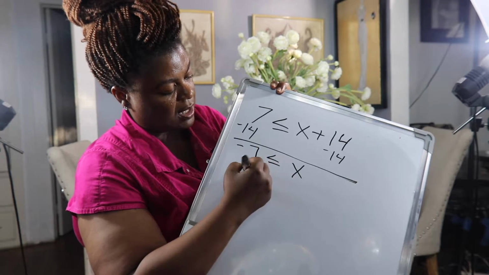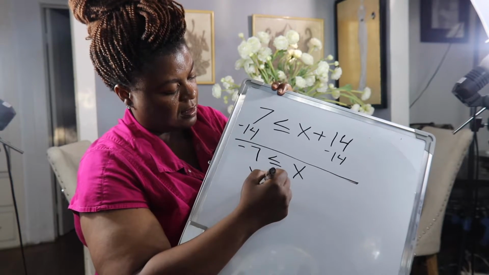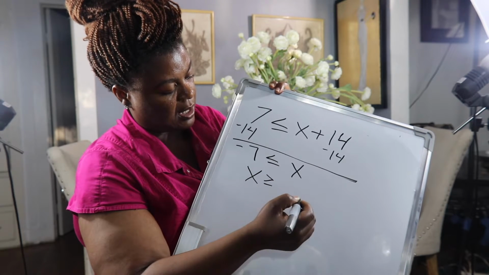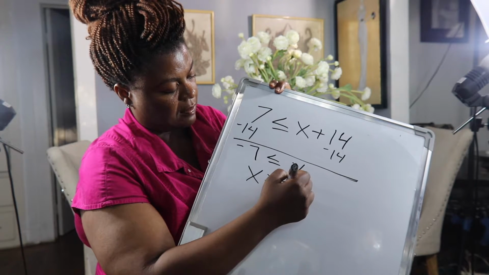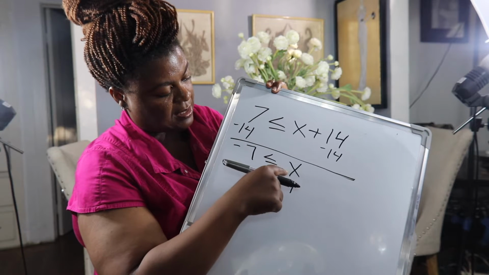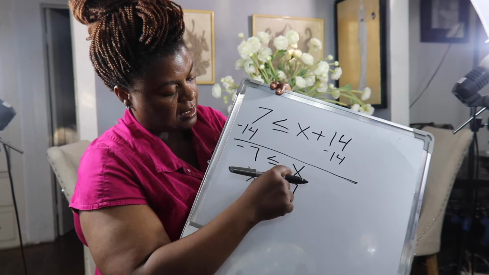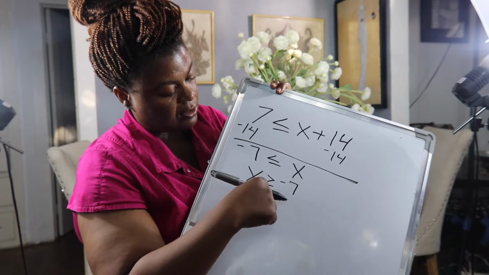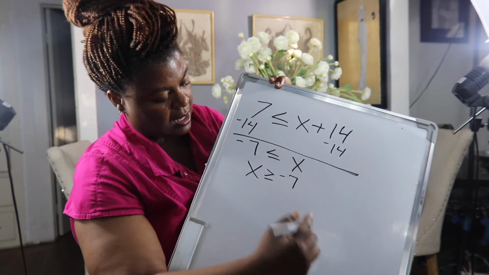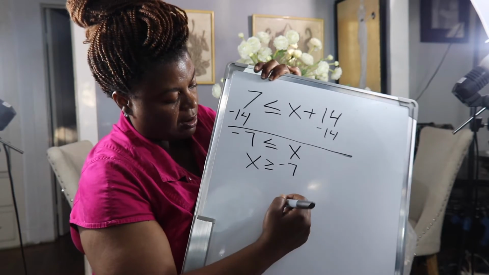This can also be written as x is greater than or equal to negative 7, right? Because that's the same thing that it was. We know negative 7 is less than the x, but vice versa, x is greater than or equal to negative 7. So let's create our number line.